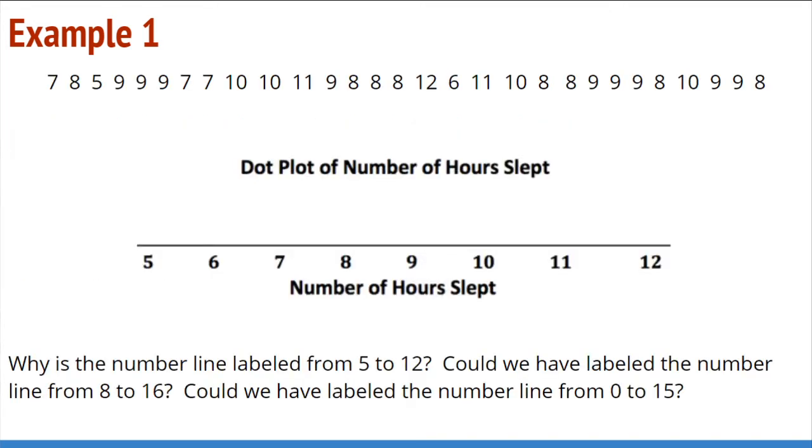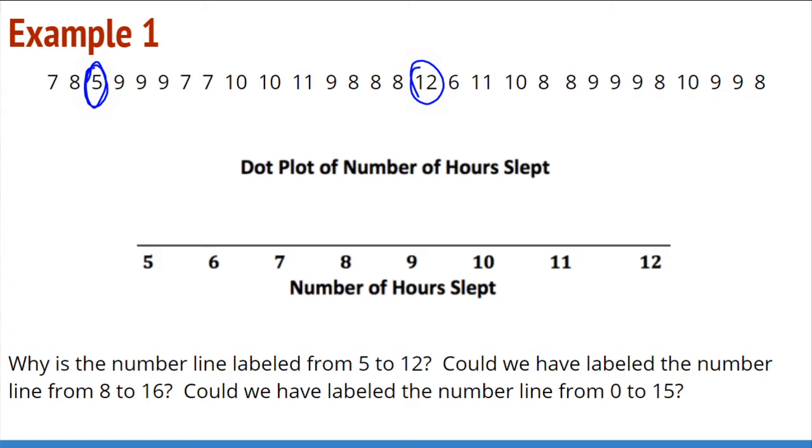So here is one way we could set up this dot plot. We've labeled it as the dot plot of the number of hours slept. Robert has counted by ones, 5, 6, 7, 8, 9, 10, 11, and 12. He has labeled these numbers. This is the number of hours slept. And I suppose if we want to get picky, we could say by 6th graders. Now, once again, why is it labeled from 5 to 12? Because the low number in his data was 5. The high number was 12. Could we have labeled it from 0 to 15? What do you think about that?